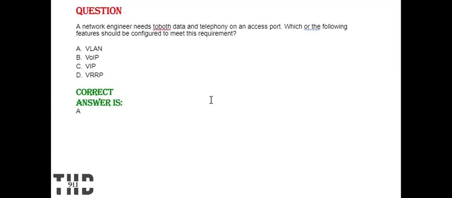The network engineer needs to carry data and telephony on an access port. Which of the following features should be configured to meet this requirement? Option A, VLAN. Option B, VoIP. Option C, VIP. Option D, VRRP. Correct answer is option A.